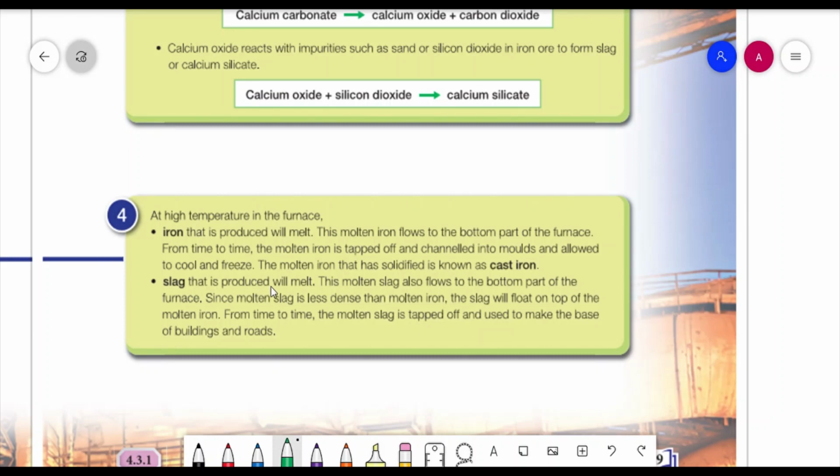The slag that is produced will melt. This molten slag also flows into the bottom part of the furnace. Since molten slag is less dense than molten iron, the slag will float on top of the molten iron. From time to time, the molten slag is tapped off and used to make the base of buildings and roads. So that's why the molten slag is above the molten iron, because molten slag is less dense than molten iron.